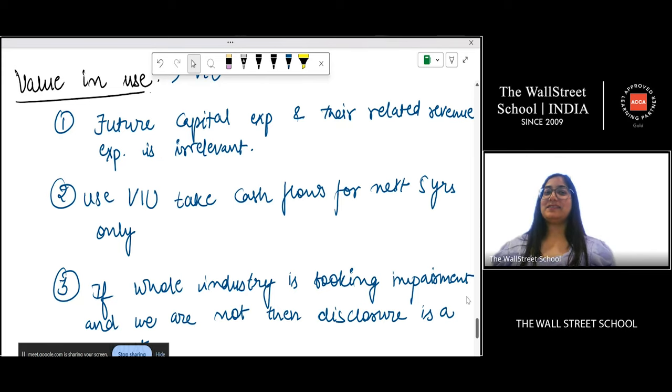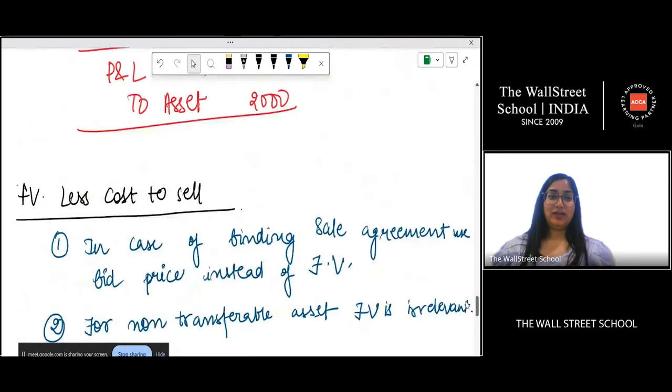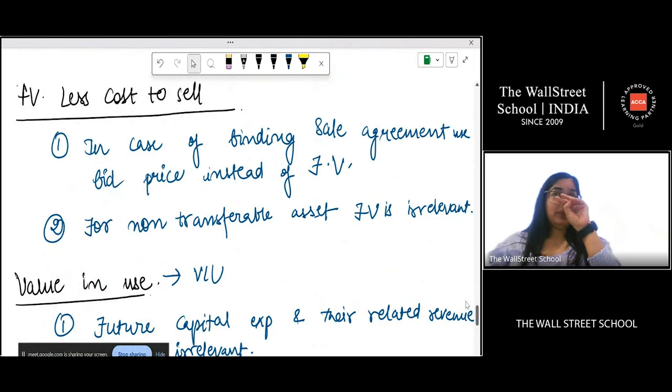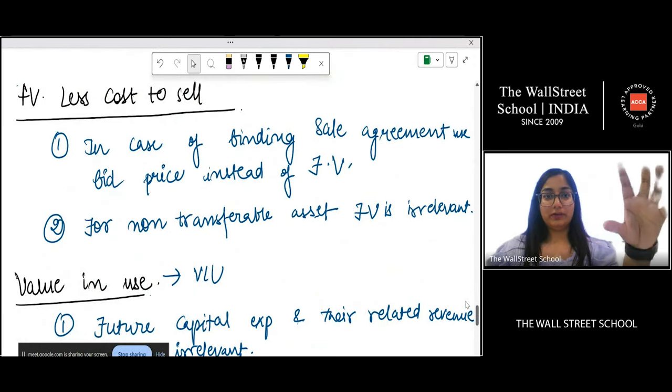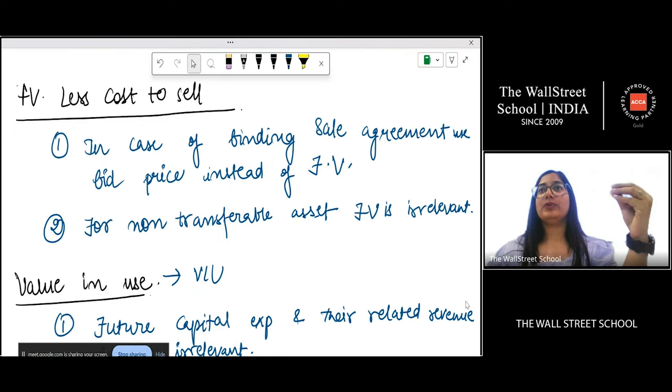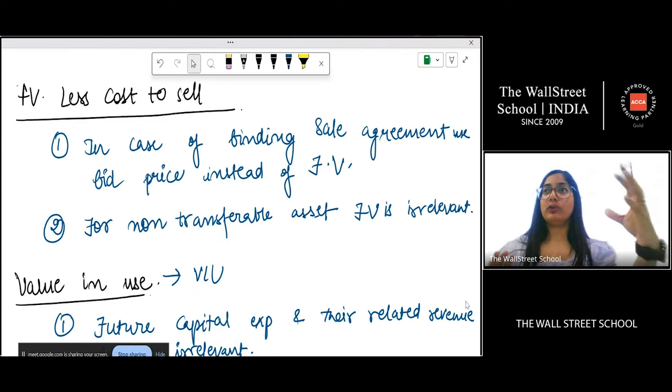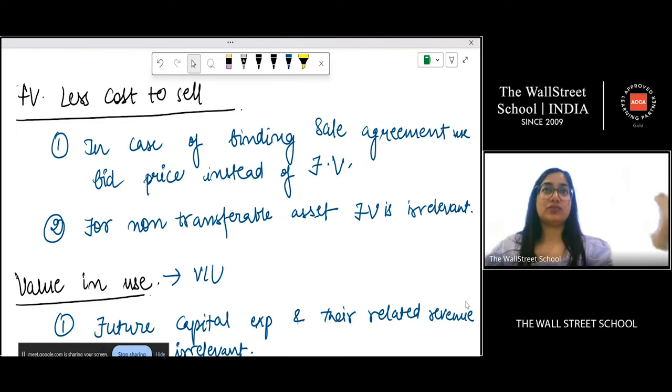Okay, so can we start with the discussion? Okay, so the points that I have written over here are actually some things that I want you to keep in mind in questions. A lot of times you may not have to take a decision related to impairment, but in real life, these are the things that need to be considered.